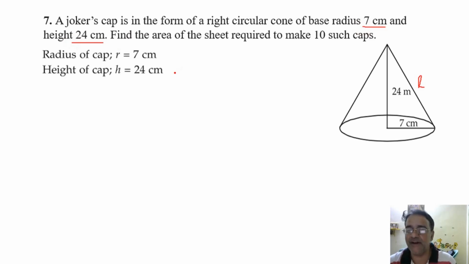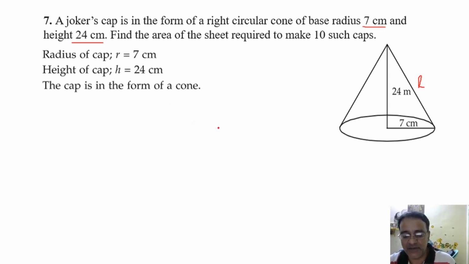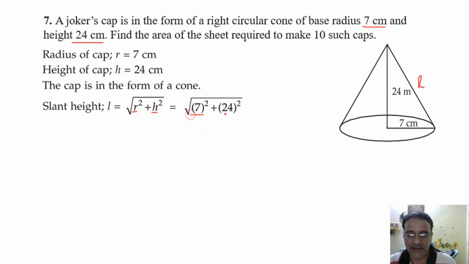Okay? So how will you find L? Root over h square plus r square. Very good. Root over r square plus h square. So 7 square plus 24 square. 49 plus 576. 625. What is the final answer? L is 25 centimeter. Very good. Okay. Now we got L.